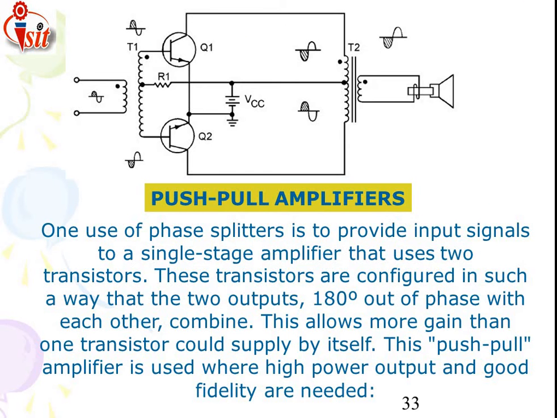Then the push-pull amplifiers. One use of the phase splitters is to provide input signal to a single stage amplifier that uses 2 transistors. These transistors are configured in such a way that the two outputs, which are 180 degrees out of phase with each other, combine. This allows more gain than one transistor could supply by itself. This push-pull amplifier is used where high power output and good fidelity are needed.